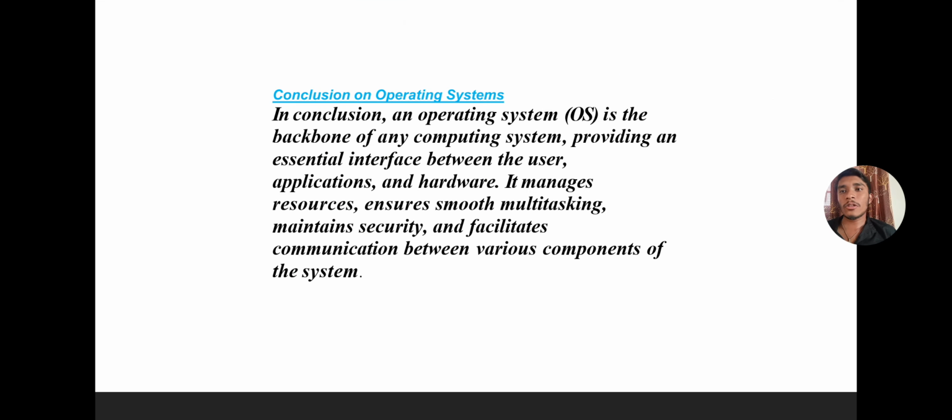In conclusion, an operating system is the backbone of any computer system, providing an interface between the user, applications and hardware. It manages the resources, ensures smooth multitasking, maintains security, and facilitates communication between the various components of the system.